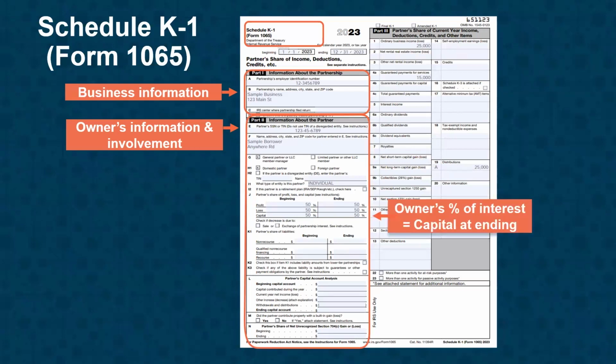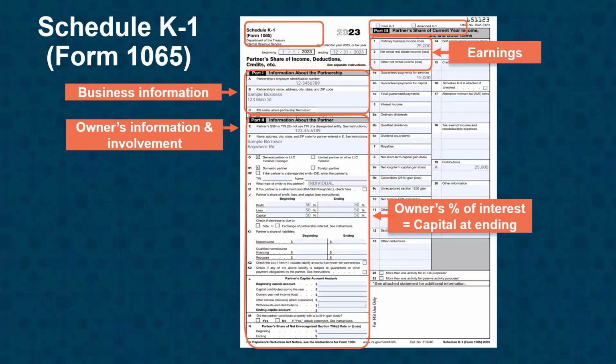Part 2 also provides information as to the borrower's involvement in the business. Your borrower's ownership percentage will be the capital at the end of the year. Moving to the right-hand column, you will note 2 little boxes, confirm that neither amended or final is checked. Part 3 is all about the earnings.